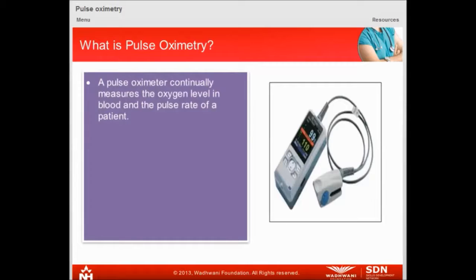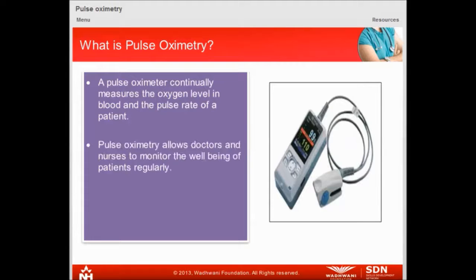A pulse oximeter continually measures the oxygen level in blood and the pulse rate of a patient. The process of pulse oximetry helps doctors and nurses to monitor the well-being of patients regularly.